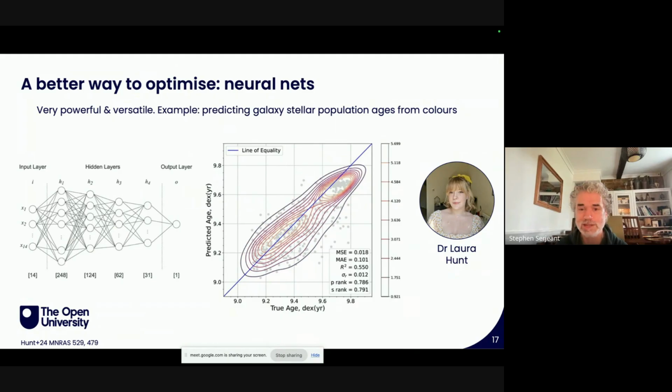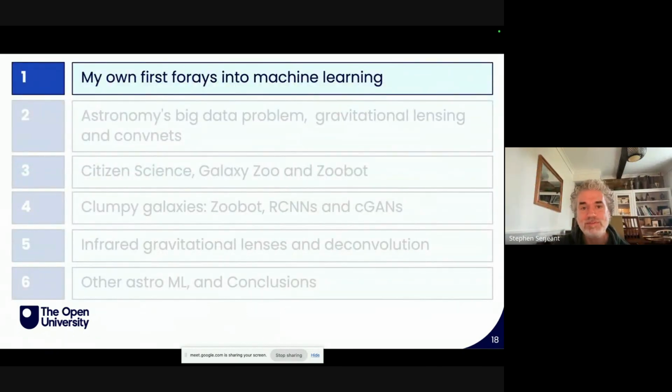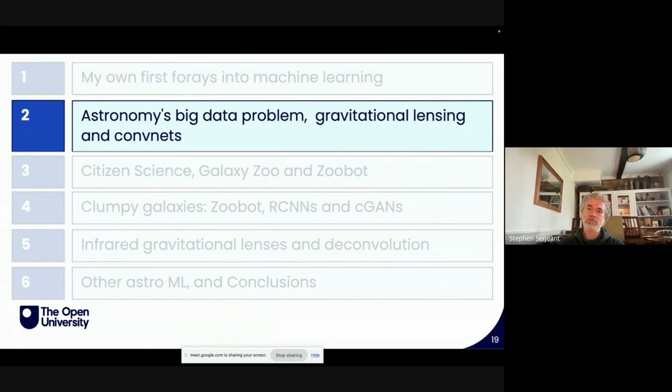So I think this is quite a nice application of artificial neural nets, and it's quite a good example of having to explore this complicated function space to pick up a solution. So those were my own first forays into machine learning. I'm going to talk next about astronomy's big data problem and gravitational lensing and convolutional neural nets.